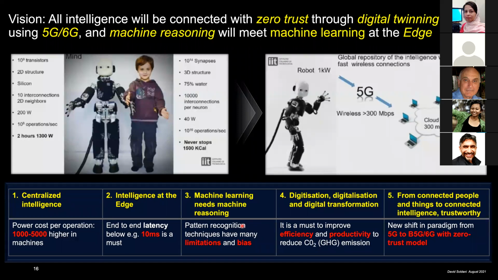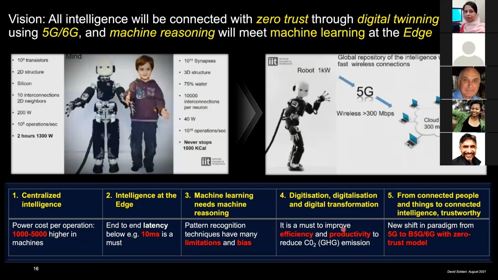The third trend: machine learning definitely needs machine reasoning, because machine learning itself is just a pattern recognition technology. It has many limitations and biases. I gave a lecture 2-3 weeks back where I showed the many flaws of machine learning. In order to solve those flaws, we need to enhance those functionalities with other technologies in the direction of machine reasoning.